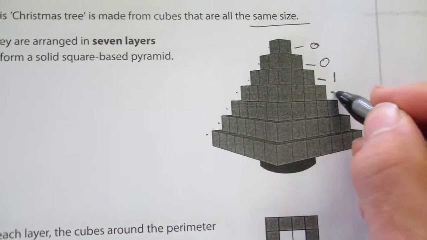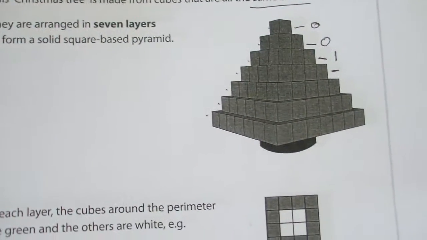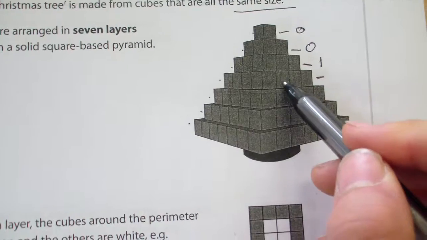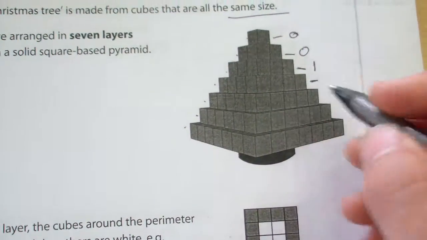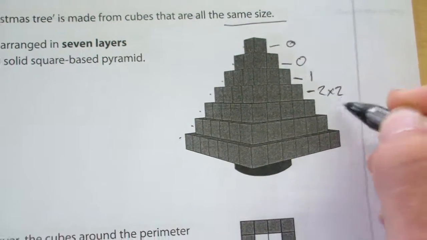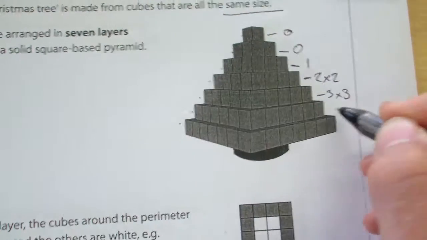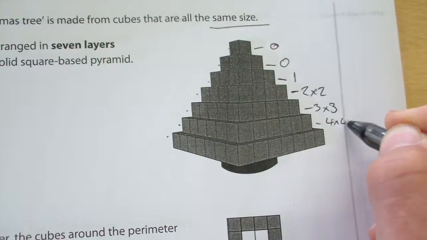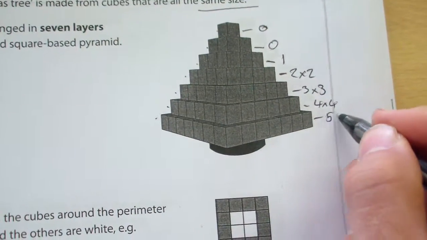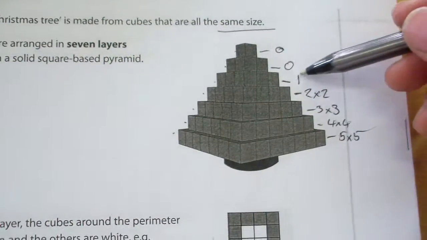The next one down, we're going to start to see a pattern now. Inside here, we're going to have 2 by 2. Next one down, we're going to have 3 by 3. Next one down, we're going to have 4 by 4. And the next one down, we're going to have 5 by 5. So hopefully pupils would spot that from this down, we're going to have square numbers. So if we're finding the total, we're going to add all those together.